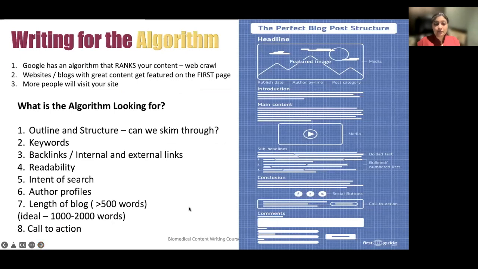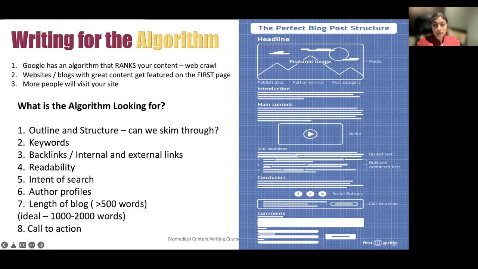Now, when we are writing for the algorithm and we're writing for Google, what are the certain factors that we must ensure are incorporated in our blogs to make sure that Google likes it? So it has an algorithm that ranks your content after it crawls your content.